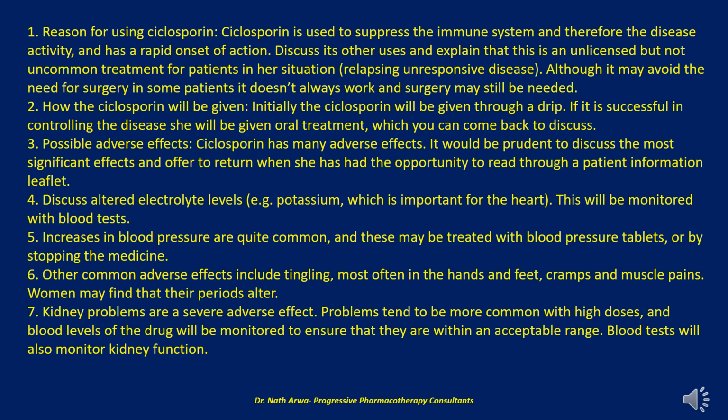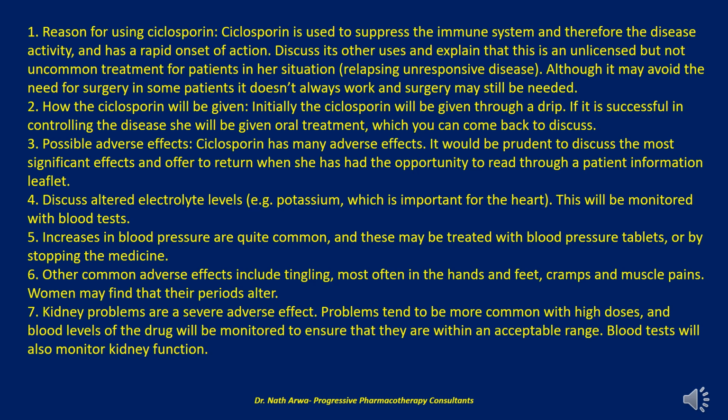2. How the cyclosporin will be given. Initially, the cyclosporin will be given through a drip. If it is successful in controlling the disease, she will be given oral treatment, which you can come back to discuss. 3. Possible adverse effects. Cyclosporin has many adverse effects. It would be prudent to discuss the most significant effects and offer to return when she has had the opportunity to read through a patient information leaflet.